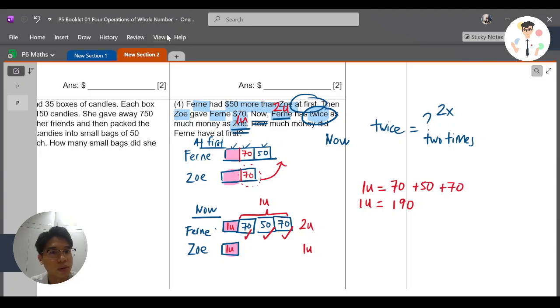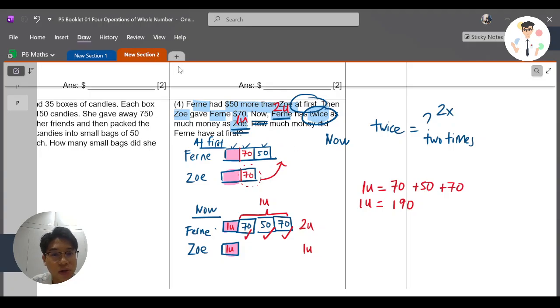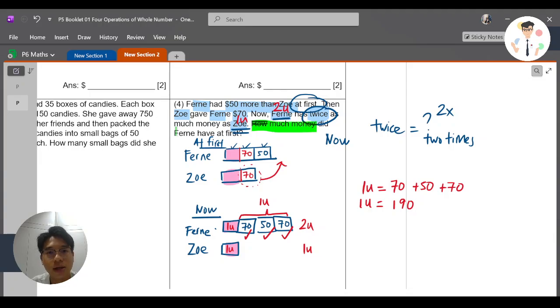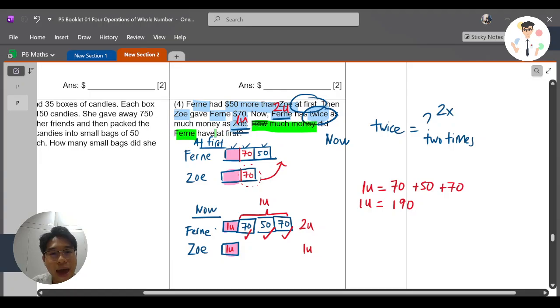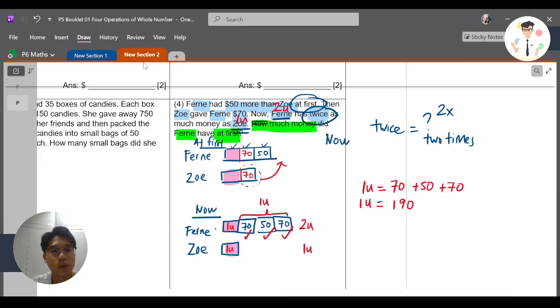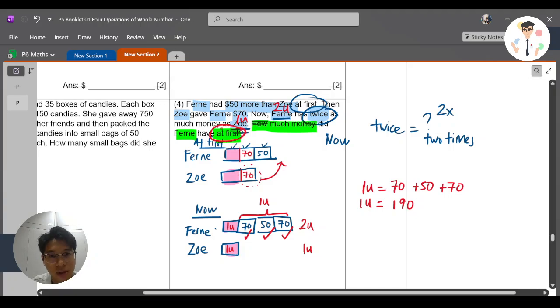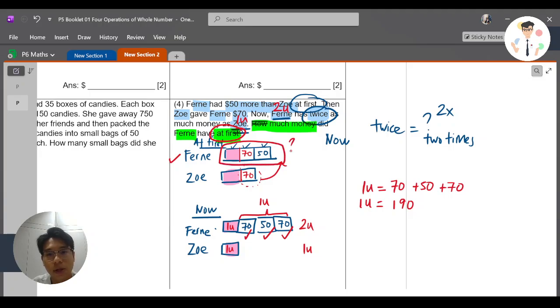Am I done? No, not yet. Read the question. Let me just continue. How much money did Fernie have at first? Again, look at the words at first. At first, how much money does Fernie have? It means that they are asking for this. How much? Again, you know 1 unit is equal to 190. This pink color is 190, 1 unit, right?